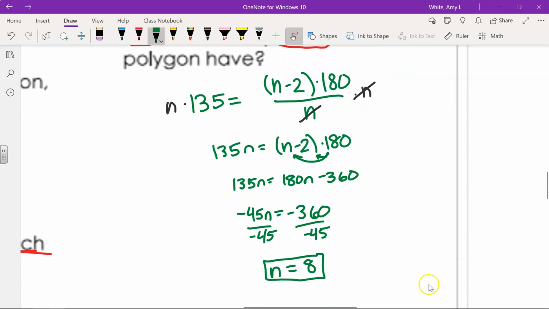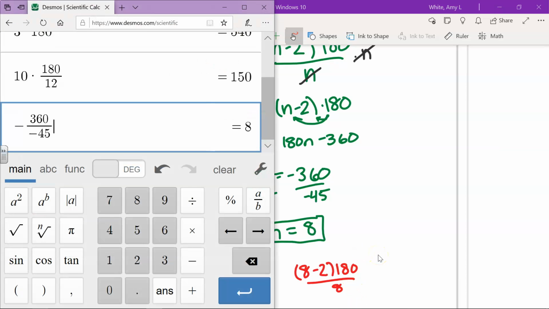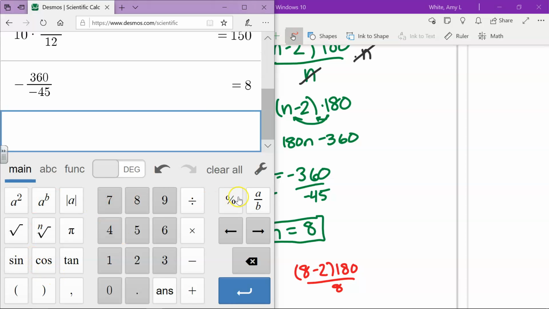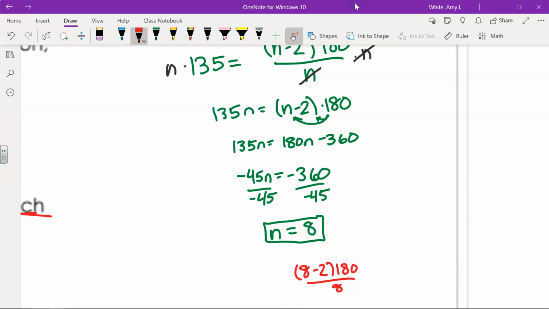Now we could also check this by substituting it into the formula. If I substitute it in, I could do 8 minus 2 times 180 divided by 8. And if I check that on my calculator, I should get 135. So let's check that. I'm going to set up my fraction, and we're going to do in parentheses 8 minus 2, close parentheses, times 180. And then we're going to divide that by 8. And you notice it does give us 135 degrees. So we have confirmed that this is the correct answer.